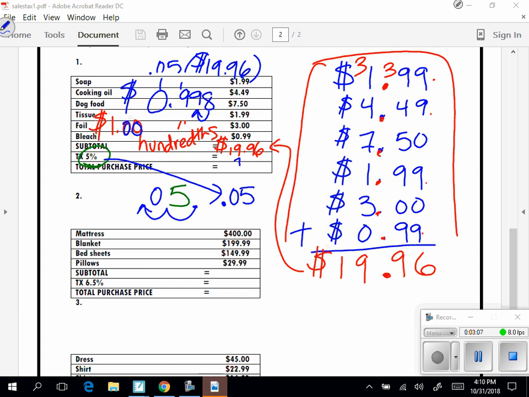So we're going to put on here $1 for the tax. And then we're going to add $19.96 plus the $1, which gives us a total of $20.96. So for the total purchase price, you're going to write down $20.96.